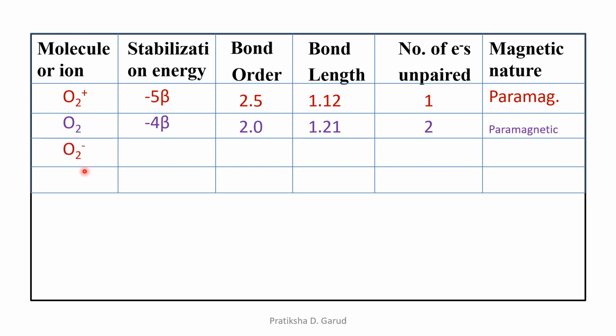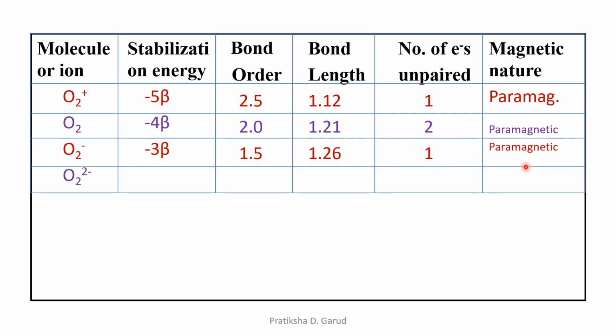The third species is the O2 minus. This O2 minus species is obtained by addition of 1 electron to the oxygen. Here there is a decrease in stabilization energy from -4 beta to -3 beta. Bond order again decreases from 2.0 to 1.5. As there is a decrease in bond order, bond length should increase. So it is 1.26. Then number of unpaired electrons. It is having 1 unpaired electron. So it is again paramagnetic in nature.